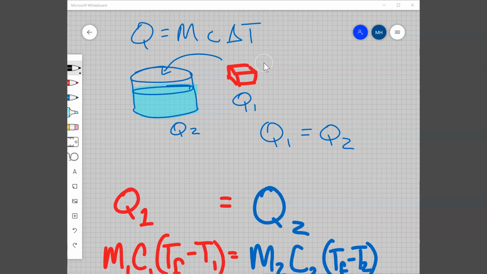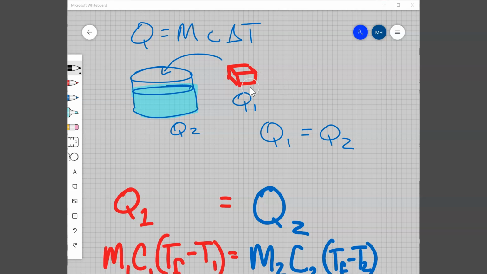One of the things you can do with this is identify things like the specific heat of materials, or predict final temperatures if you know some things like that. So if you have two things, it's usually like this. You have a cube of some sort of metal and you drop it into some water and then you wait for the temperatures to equalize so their final temperature is the same. And then you can tell some things about that.